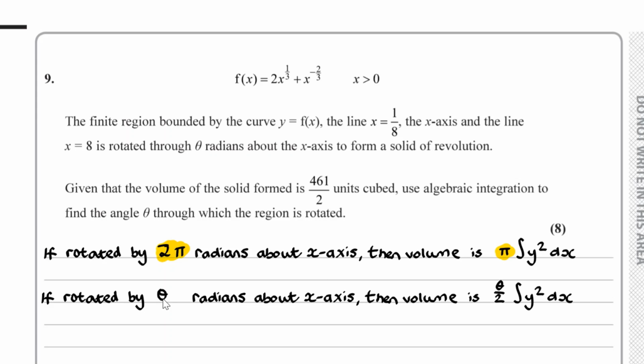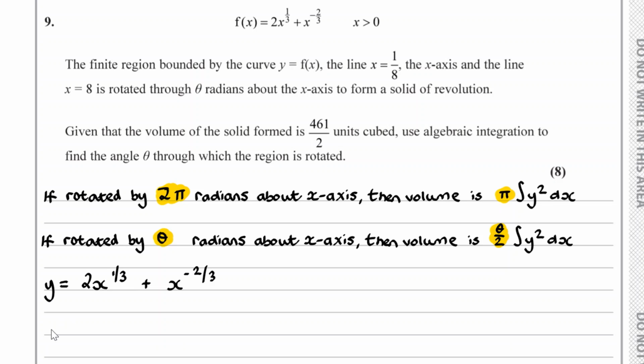And therefore, if it's rotated by theta radians about the x-axis, then the volume is theta over 2 lots of the integral y squared dx. So this and this match up in accordance with this. Theta over 2 is half of theta. And if you can get that far, then the rest of the question is quite standard. We know that y is equal to 2x to the power of 1/3 plus x to the power of minus 2/3.